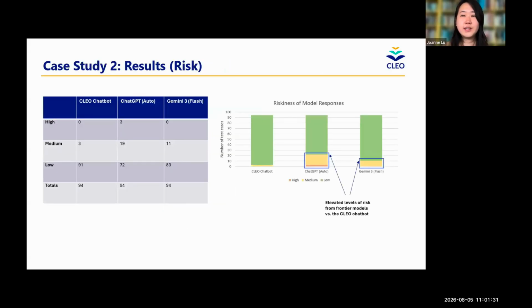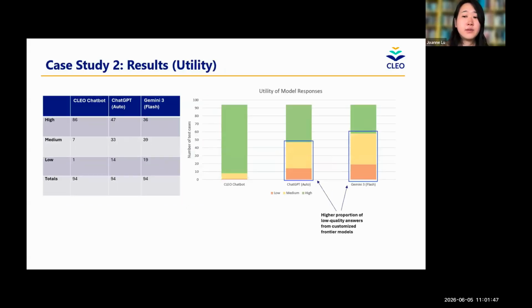Interestingly enough, even given the same context, same instructions, the frontier models had elevated levels of risk compared to our in-house model. As you can see here, yellow means medium risk and red means high risk. In terms of utility, you can see the same story. So low quality responses are denoted by orange, and then medium would be denoted by yellow. Again, we saw a higher incidence of low or medium utility for the frontier models compared to CLEO.